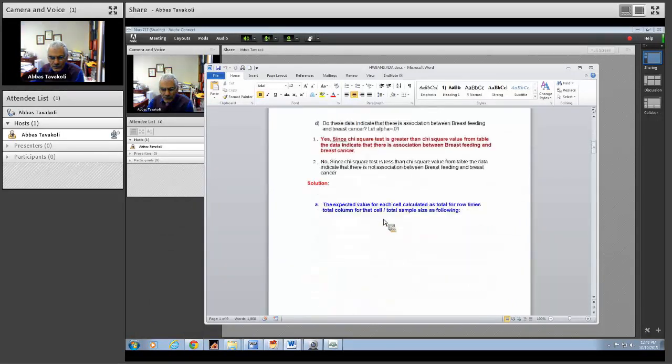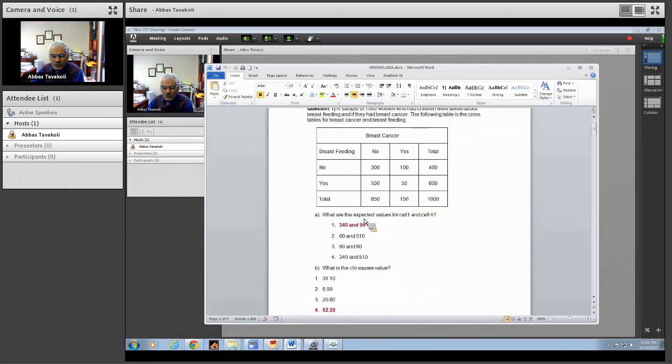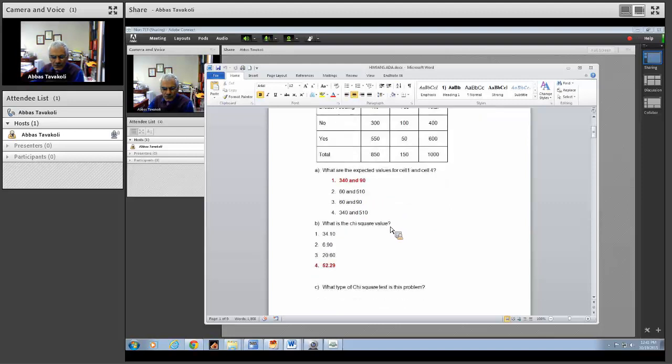In order to calculate each expected value, you multiply the row and column totals for that cell and divide by the total. So for this problem, for cell 1, for example, 400 is the row and 850 is the column: 400 times 850 divided by 1000. And then for cell 4, 600 times 150 divided by 1000. You get 340 and 90, the correct answer.